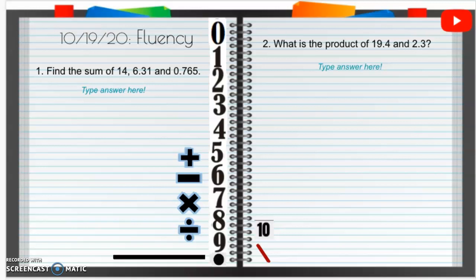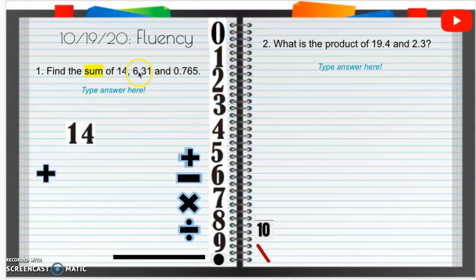October 19th, 2020, Fluency. Number 1, find the sum of 14, 6 and 31 hundredths, and 0 and 765 thousandths. All right, so our sum, that word sum means what are we going to do? Oh yeah, that means we're going to add. Woohoo, we're going to add. All right, but now we have 3 numbers to add. So we have 14, we have 6 and 31 hundredths.